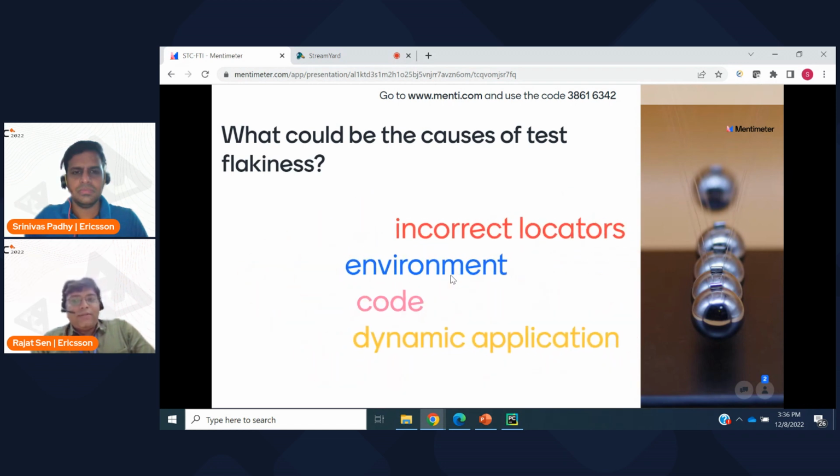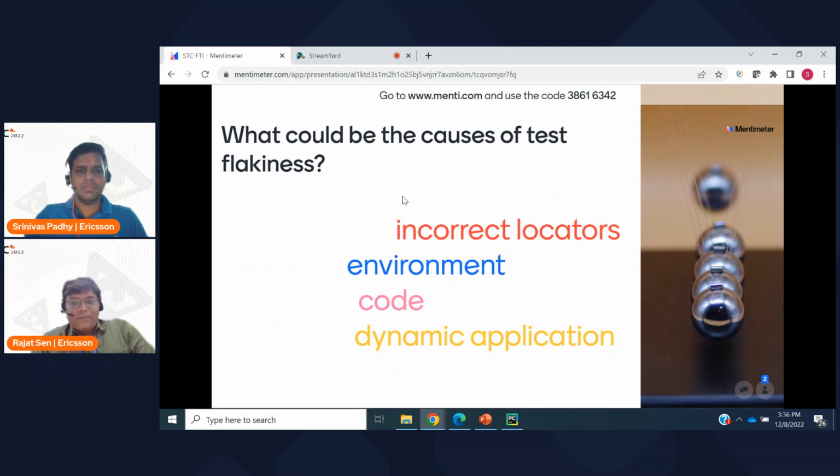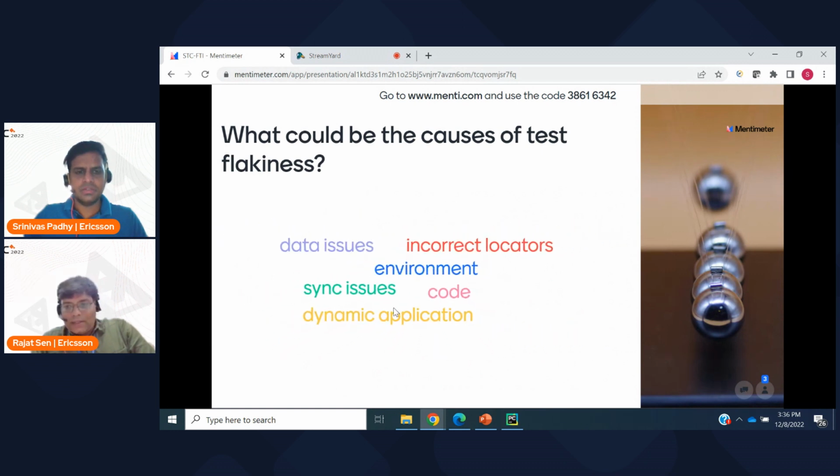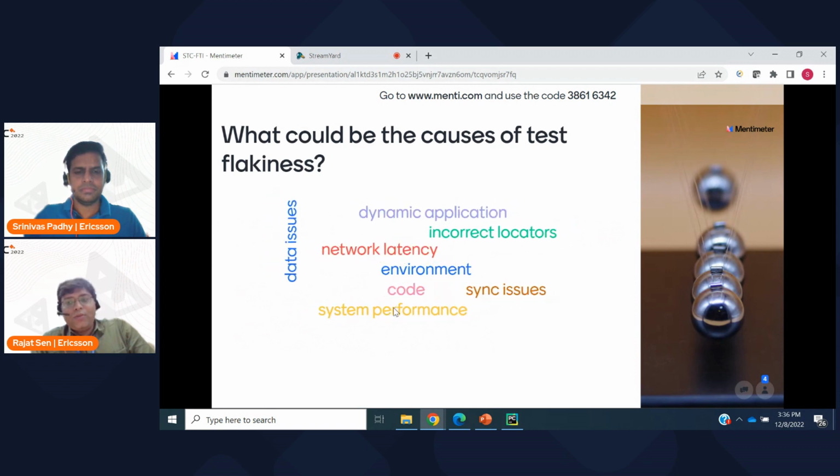Srinivas, I think we have a question in the comments. Okay, can you speak about that question? Right. So, the participant is asking, does this tool provide any support for fixing flaky tests too or not?